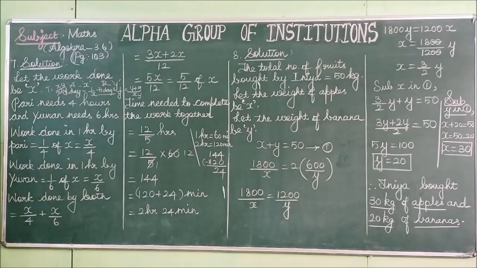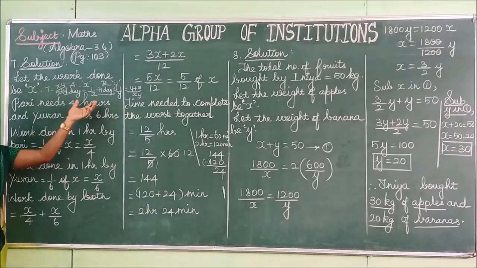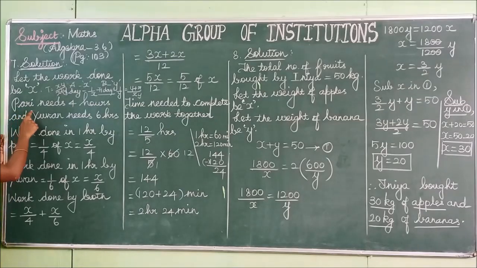In the similar format we are going to solve this problem. We don't know what the work is, so we let the work done be x. Both are doing the same work only. In the general format they are doing other jobs, but in the given question they do the same work only. So first listen, Pari needs 4 hours and Yuvan needs 6 hours to complete some work.